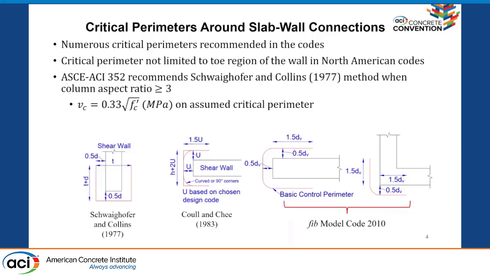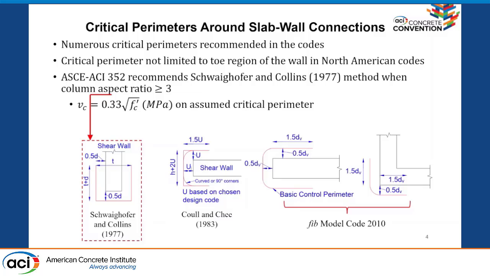For slabs supported on walls, ACI doesn't have any recommendation for when the rectangular column becomes a wall. ACI 352 suggests using recommendations by Schwaighofer and Collins, where basically only a portion of the critical perimeter is considered around the tip or toe of the wall. And then there is the fib model, which explicitly addresses this issue. But other than that, there is no more guidance on what to do with walls that support flat slabs.